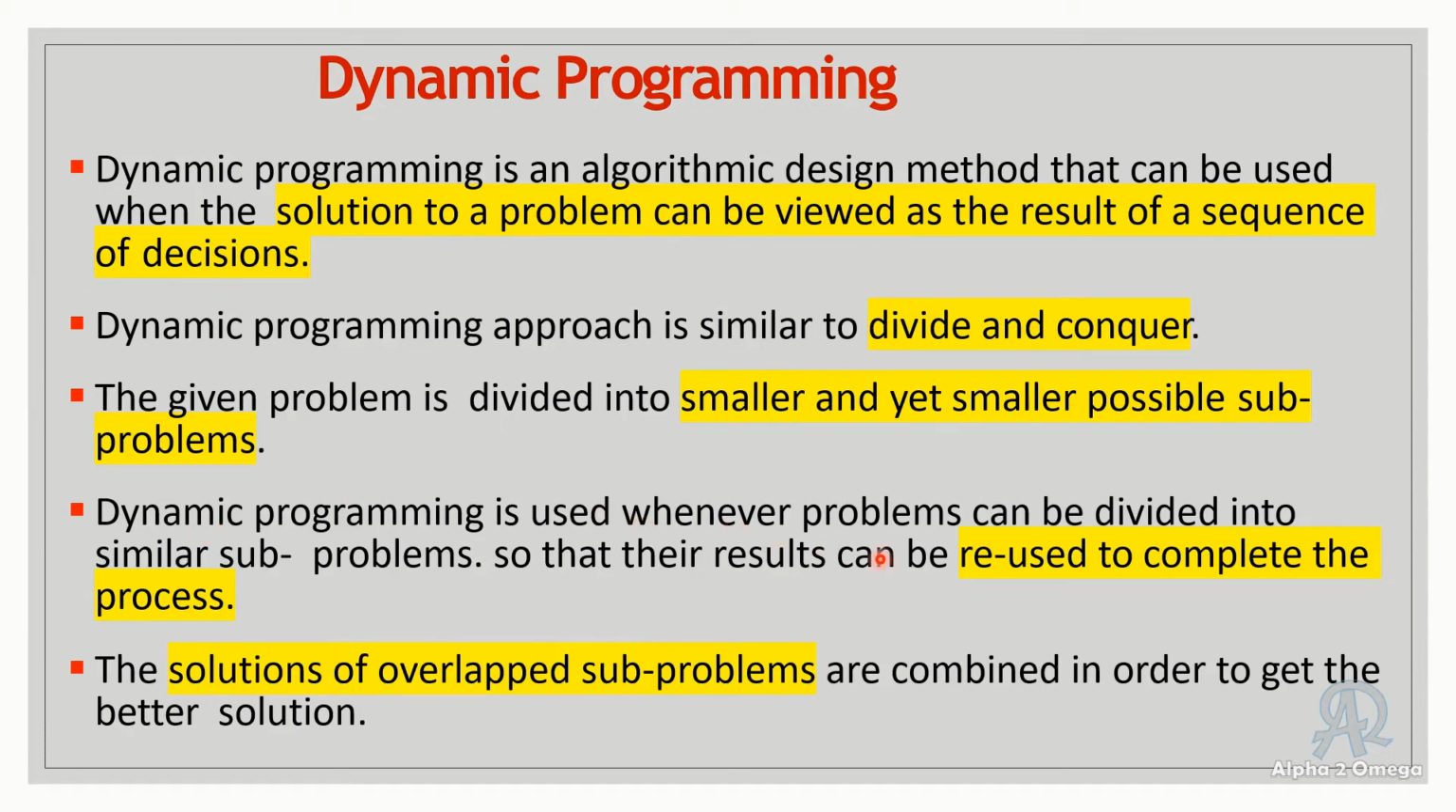Dynamic programming is used whenever problems can be divided into similar subproblems so that their results can be reused to complete the process. சரியா, திரும்ப திரும்ப நம்ம reuse பண்றோம்னா we can use this particular technique. Okay, நம்ம reuse பண்ணாலே வந்து mostly recursionல வரும், and at the same time அந்த சொல்யூஷனே எடுத்து நம்ம திரும்ப யூஸ் பண்றோம் இல்லையா Fibonacci சீரீஸ்ல. So all these points are satisfied only by that particular explanation. So the solutions of the overlapped subproblems are combined in order to get the better solution. Okay, so we are using the term overlapped subproblems.